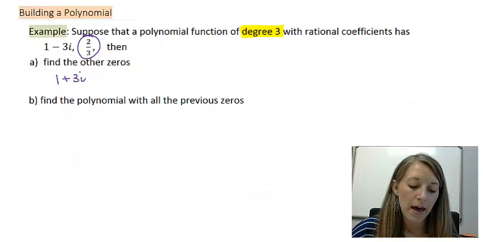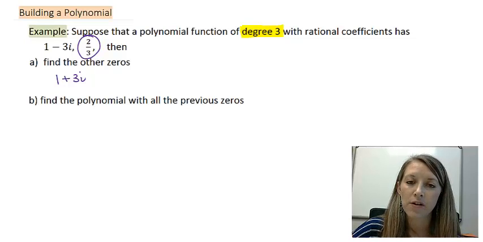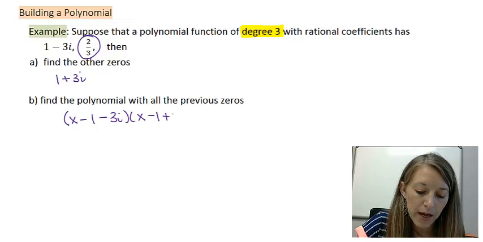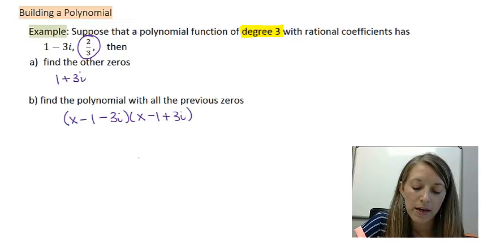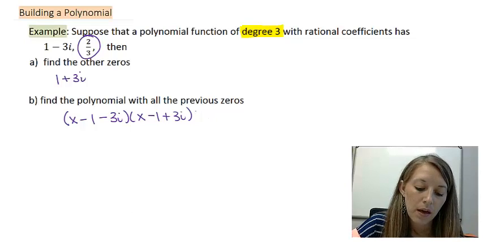So I know that I have my 3 zeros. All I need to do then is subtract them from x, and that will give us our polynomial. So I have x minus 1 minus 3i, and x minus 1 plus 3i. Now again, I should technically put parentheses around my zeros here, but I know if I distribute them, I'm going to get the same thing. So that's why I leave off that step. And then I also have x minus 2/3.